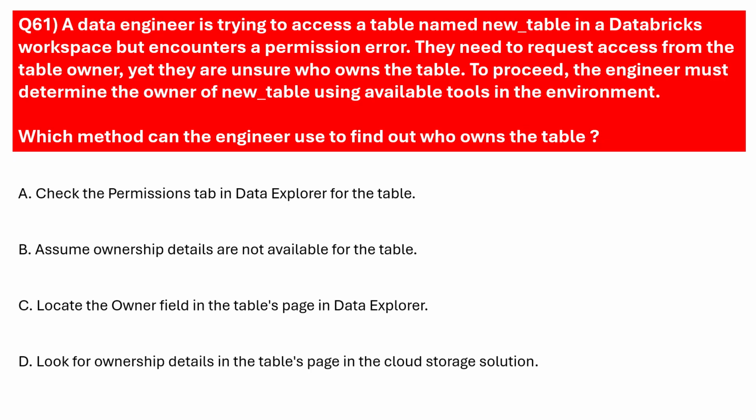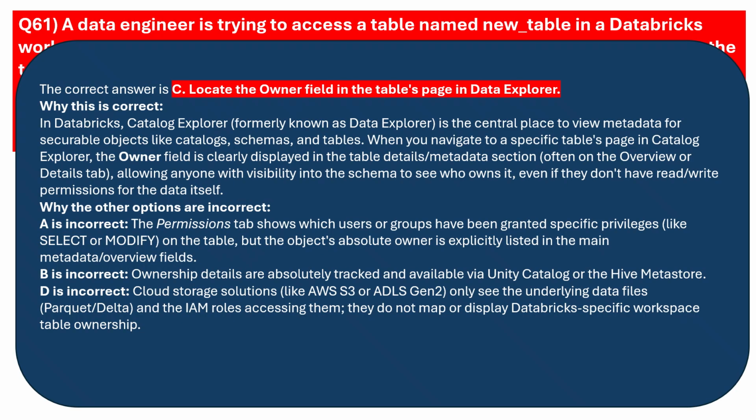A. Check the Permissions tab in Data Explorer for the table. B. Assume ownership details are not available for the table. C. Locate the owner field in the table's page in Data Explorer. D. Look for ownership details in the table's page in the cloud storage solution. The correct answer is C. Locate the owner field in the table's page in Data Explorer.